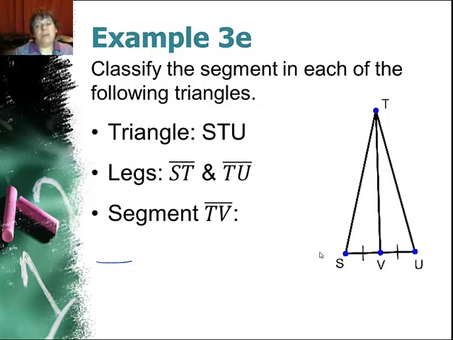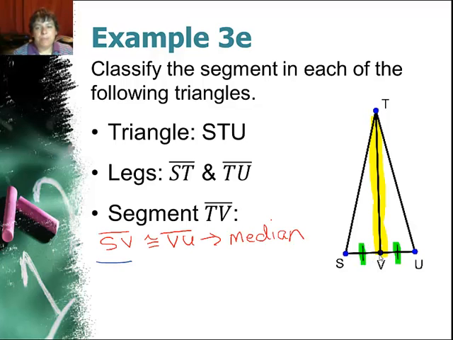Now we have triangle STU, and the legs are ST and TU, so those two are congruent. Here's the segment I have. So one thing you can see from the drawing is that these two pieces are congruent. So this is the midpoint V. So if that's the midpoint, that means that this yellow line, this segment TV, is the median.